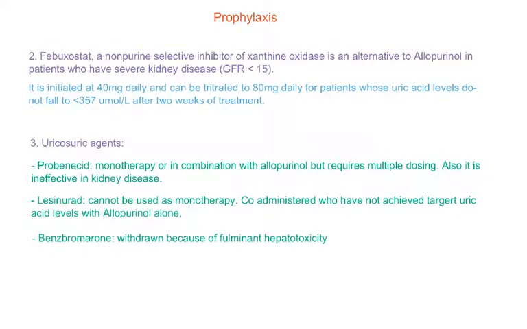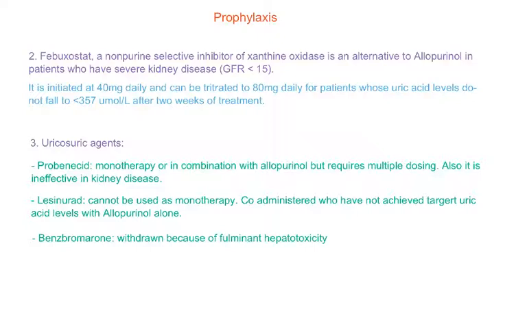In patients who have severe kidney disease, allopurinol is contraindicated. In that case, febuxostat, which is a non-purine selective inhibitor of xanthine oxidase, is an alternative to allopurinol. It is initiated at 40 milligrams daily and can be titrated to 80 milligrams daily for patients whose uric acid levels do not fall below 357 micromole per liter after 2 weeks of treatment.